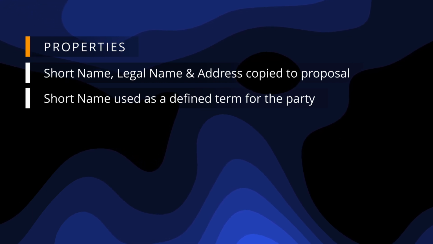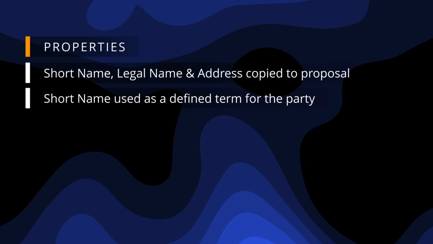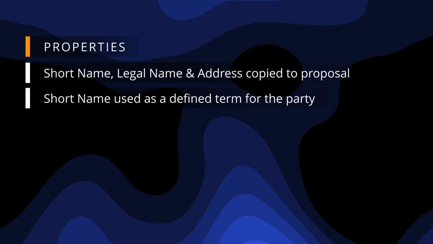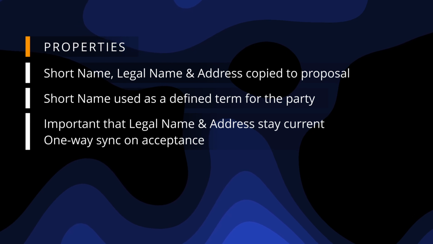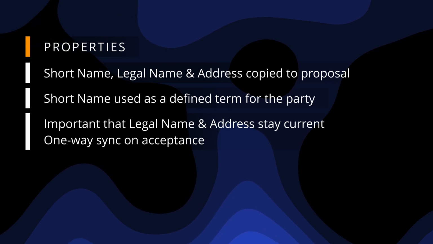You're free to change the short name to something more appropriate for the particular agreement, but it can't be empty, must be unique, and is limited to 50 characters. Once incorporated into the agreement, the legal name and address is essential for accurately identifying and distinguishing the parties involved in the agreement. Ensuring that they stay up to date is obviously important. But these fields can't be changed directly.